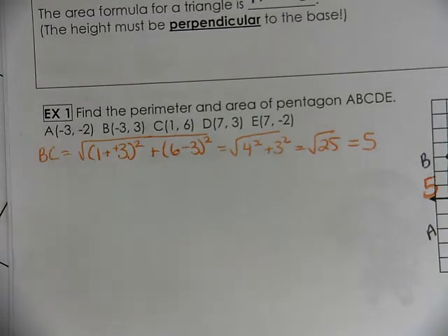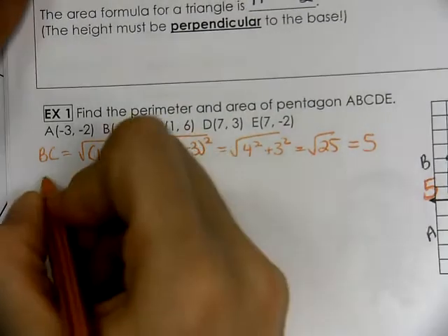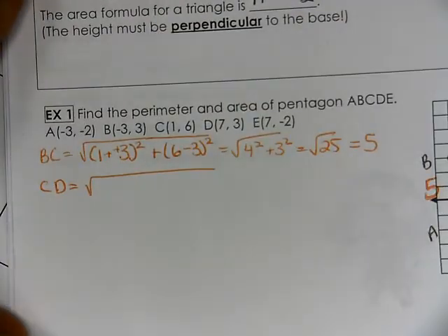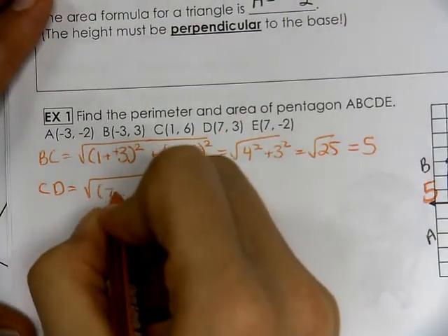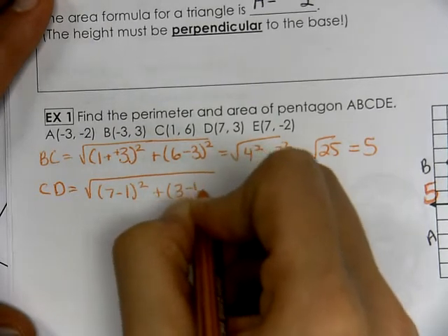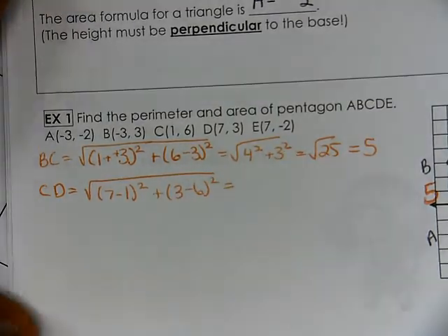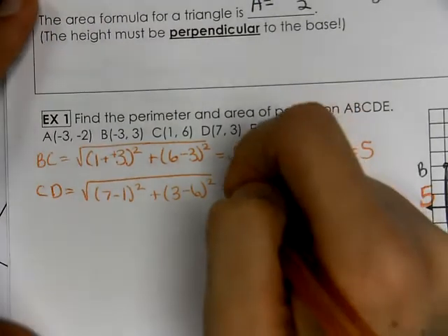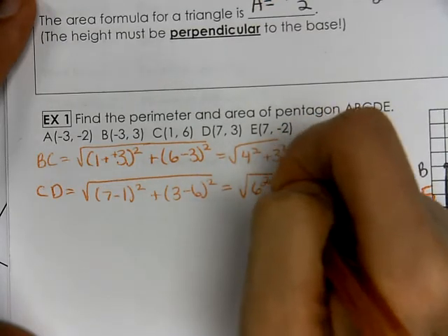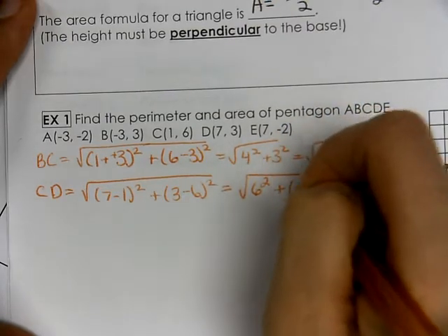So you won't have to do distance formula for every side, hopefully. Maybe just one or two. Then I've got to find from C to D. So 7 minus 1 squared, 3 minus 6 squared. What's 7 minus 1? 6 squared plus negative 3 squared.